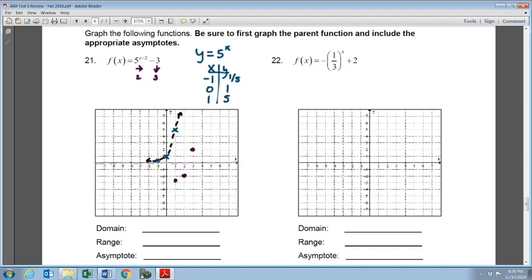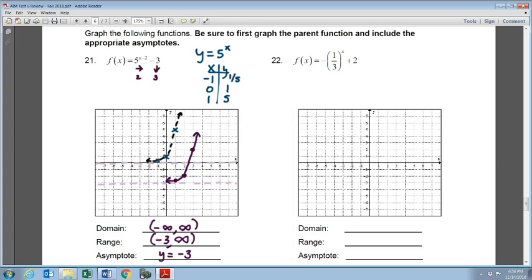Now, when I go right 2, my asymptote won't change when we move right or left. But because we're going down 3, the asymptote's going to go down 3. And so the graph looks like that. Our domain for exponential functions is always going to be all real numbers. Our range, well, let's see, it's going to go from -3 to infinity here. And the asymptote is y is equal to -3.